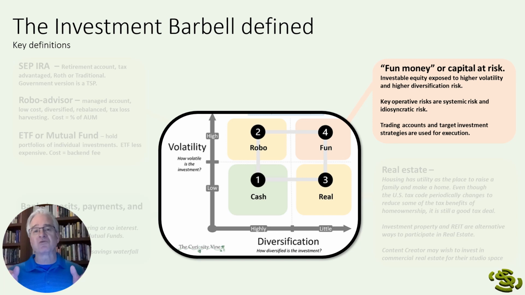Those two kinds of risks are not so important right now, but thinking about which kind of risk you're going to take comes in when deciding whether you're going to buy individual companies or apply your equity to some sort of target investment account. I actually have a lot of information in my book about that, but don't worry too much about it for now. So finally, trading accounts and target investment strategies are used for execution of this strategy.